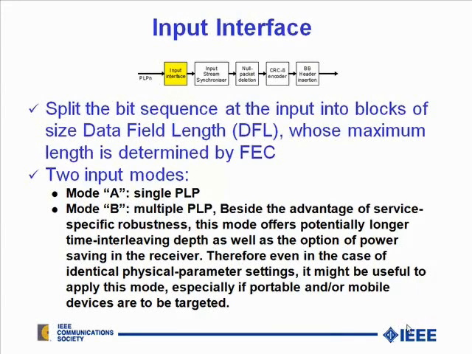So a single RF channel may include different PLPs, which again are payload pipes. So it's possible to have either a single PLP or multiple PLPs. Input mode A refers to the case where we have a single PLP, and input mode B refers to the case where we have multiple PLPs.